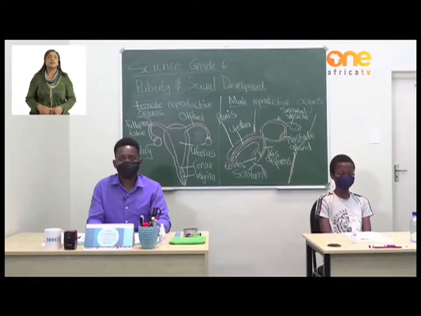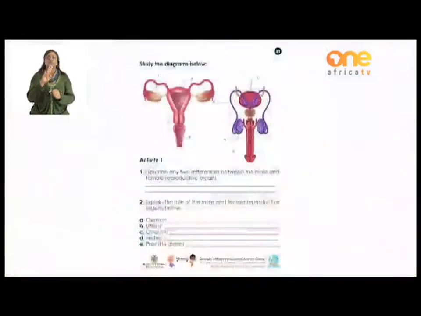Let us now turn to page 21. On page 21, we have your activity 1, and here are your instructions to completing this activity. The first thing you need to do is study the diagrams that are provided for you. And once you have studied them in reference to today's lesson, only then can you complete this activity 1.